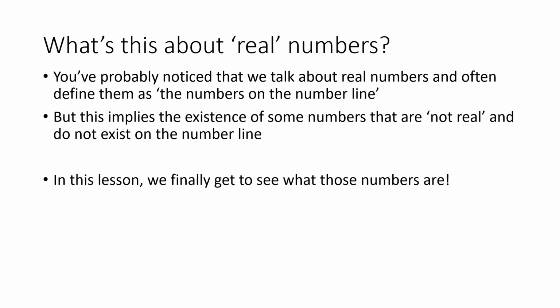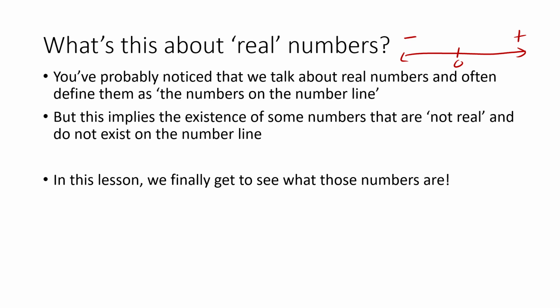Now, what is all this about real numbers? You've probably noticed that we talk about real numbers and often define them as the numbers on the number line. So you've got your number line, we've got 0 in the middle, positive numbers going off to the right, negative numbers going to the left, and we say real numbers are any of the numbers on that number line. So positives, negatives, decimals, fractions, 0, all on the number line, all real.